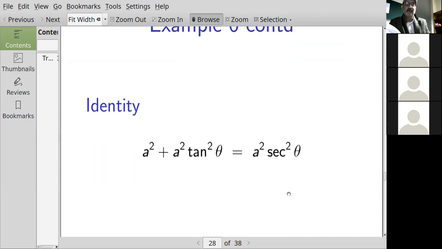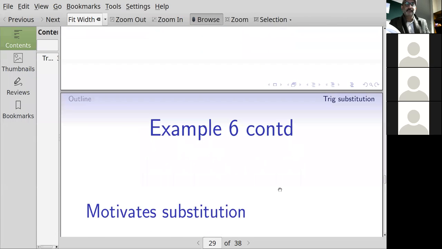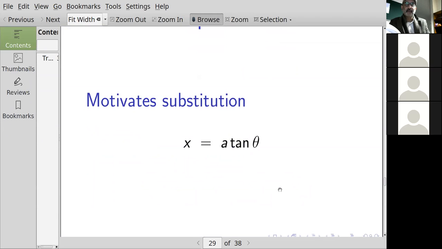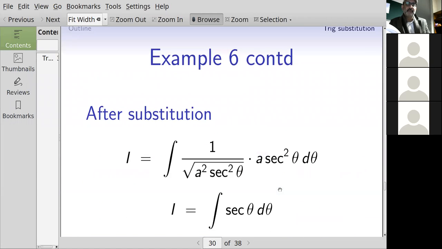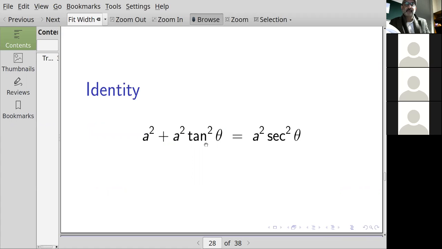Okay, so once again, the identity that I'm thinking of is a squared plus a squared tangent squared theta equals a squared secant squared theta. So I think of this as my x squared here, right? So x is equal to a tangent theta is what I'm looking for. And if I try that, if I let x equal a tangent theta, then a squared plus x squared equals a squared secant squared theta.